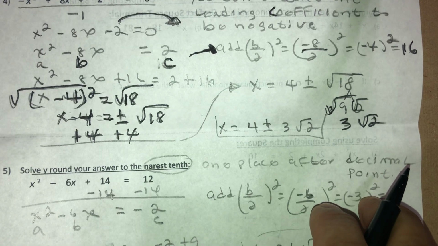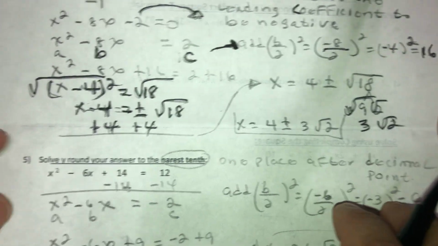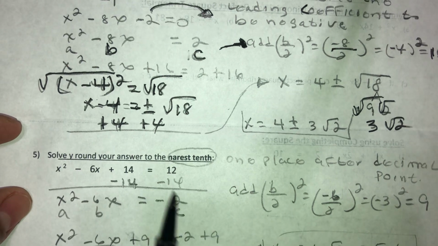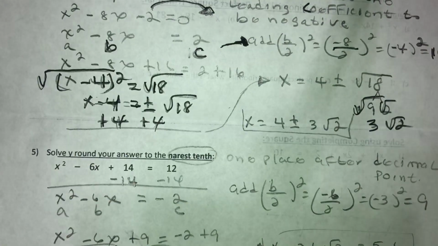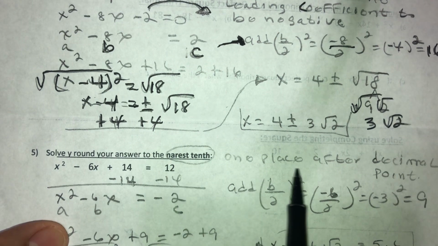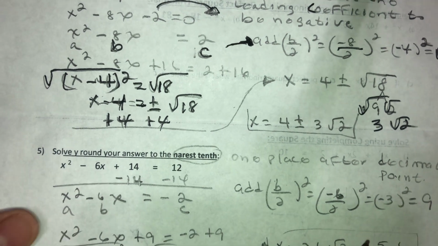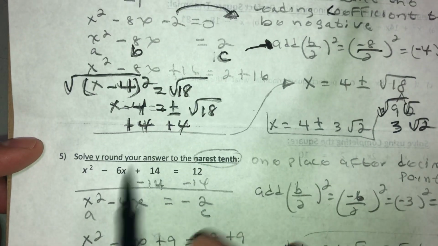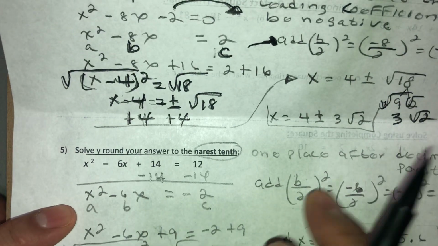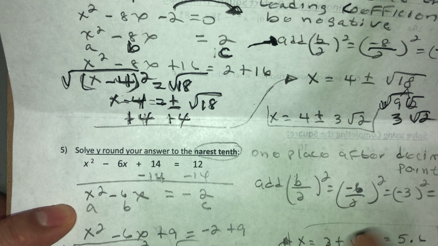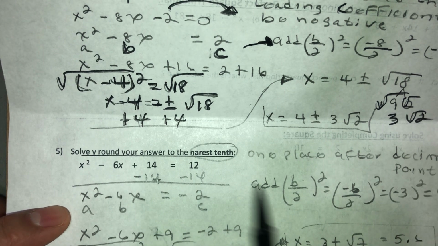Now, the next ones, as you can see, are asking us to round to the nearest tenth. That means that when we get to this point right here, we have to separate the roots and just put them in the calculator and get our answer as a decimal. The tenth means one place after the decimal point. So, same process: minus 14, you have that left. Add b over 2 squared, which is 9, and you should be able to do this following what I did before.